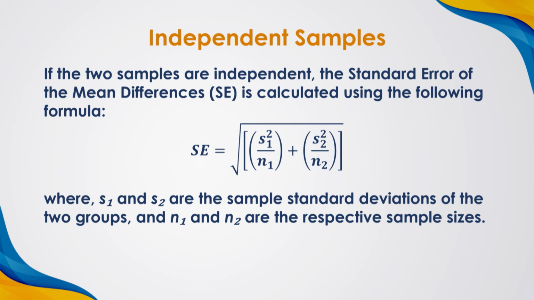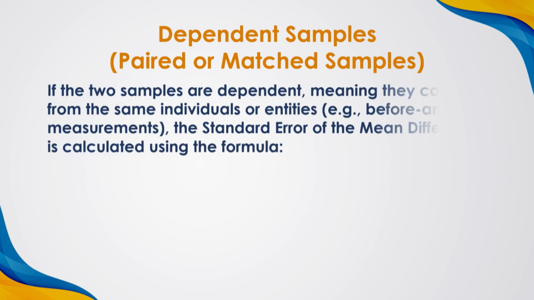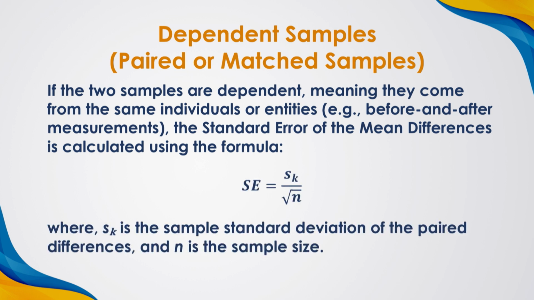Next, we can define paired or matched samples for the dependent samples. If the two samples are dependent, meaning they come from the same individuals or entities, for example before and after measurements, the standard error of the mean differences is calculated using the following formula. Standard error is equal to sd by square root of n, where sd is the sample standard deviation of the paired differences and n is the sample size.